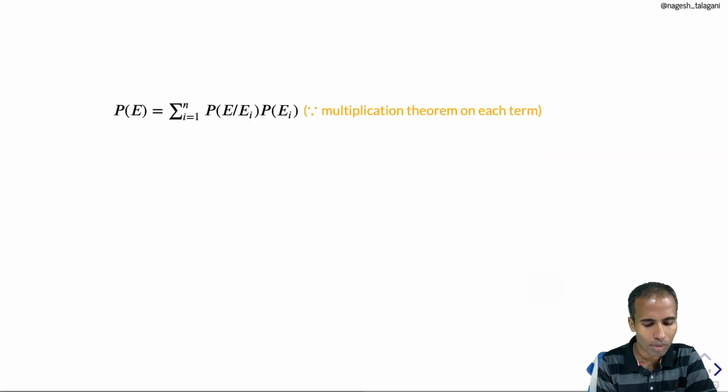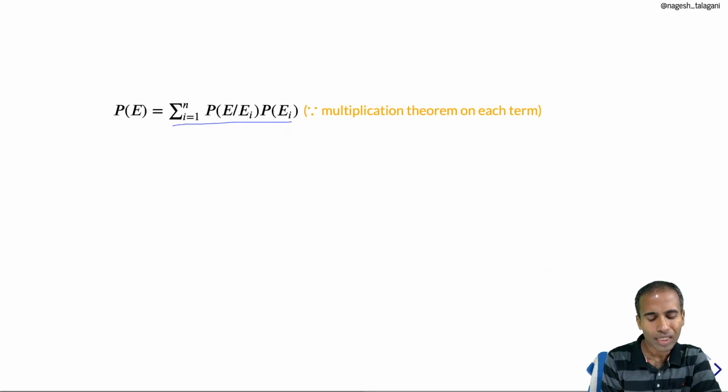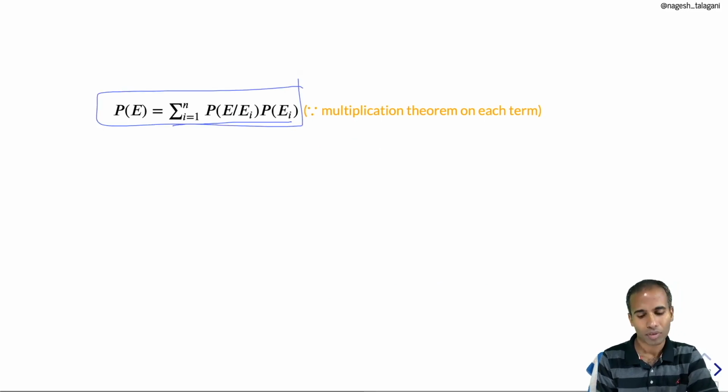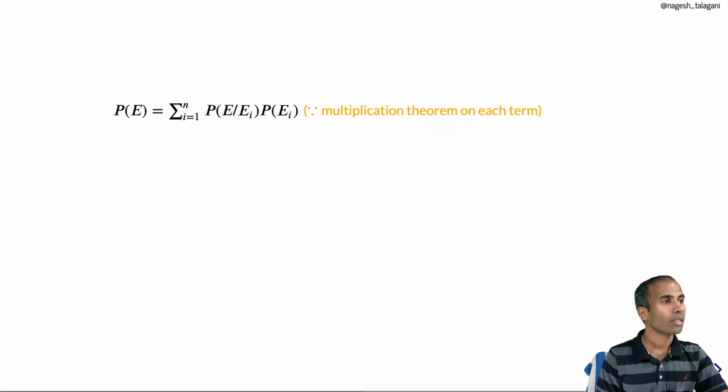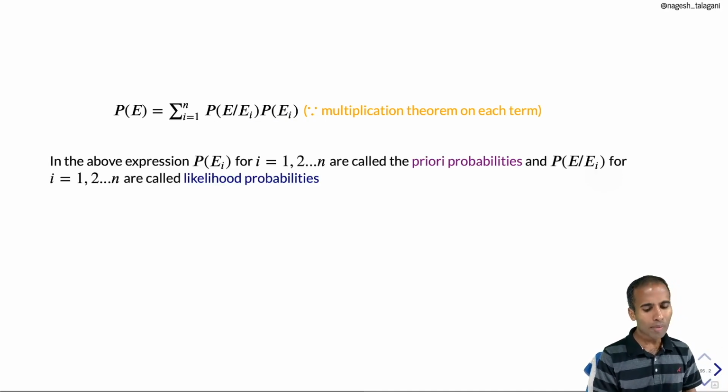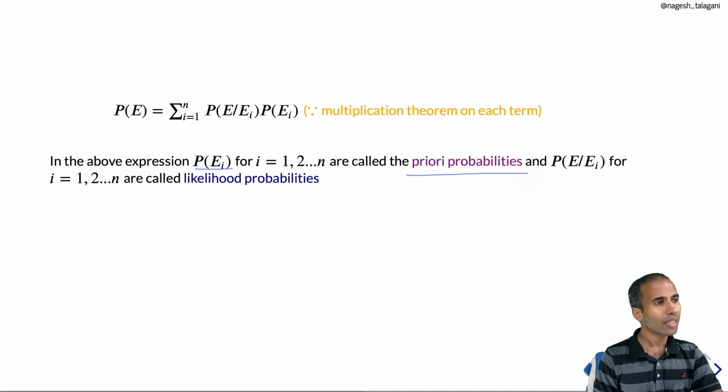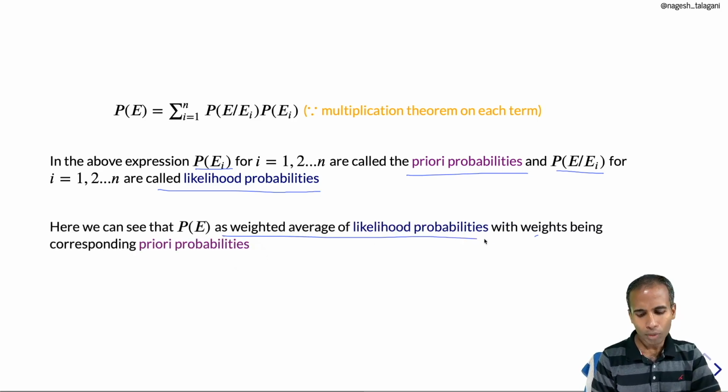So therefore the probability of E equal to summation i equal to 1 to n probability of E given Ei times probability of Ei. So this is the total probability theorem, due to multiplication theorem on each term. Fine. In this expression, the probabilities of Ei are called priori probabilities and probabilities of E given Ei are called likelihood probabilities with respect to event E. Here, the probability of E can be seen as a weighted average of likelihood probabilities with the weights being the corresponding priori probabilities.